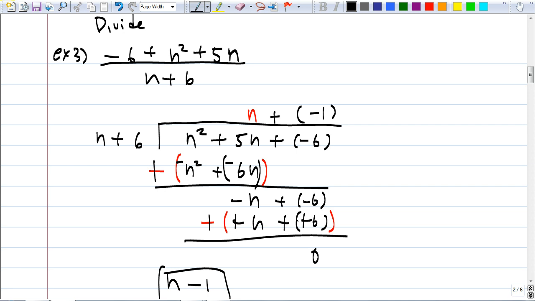Any questions? Again, how many times does n minus 6 go into that trinomial on top? Hello? How many times does this denominator, n plus 6, go into that trinomial? n minus 1 times, right? n minus 6 times n minus 1 should give you that trinomial on top, n squared plus 5n plus 6 minus 6. You guys get this? All right. Any question?